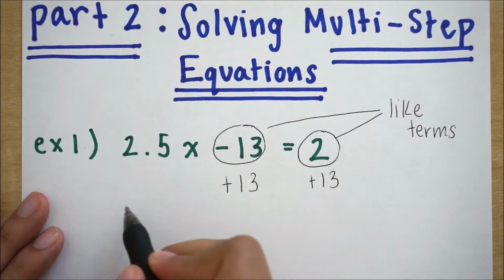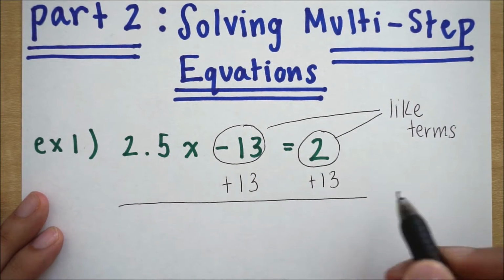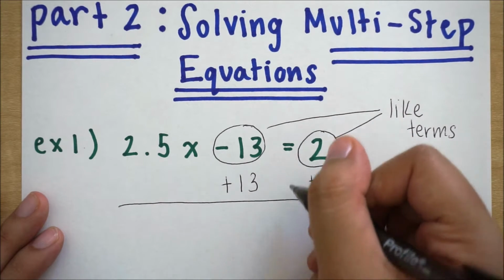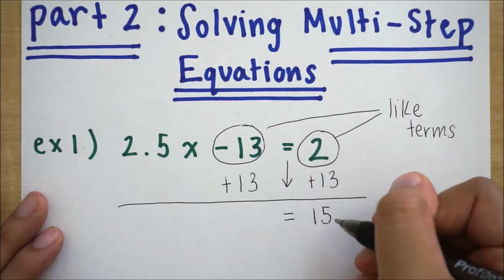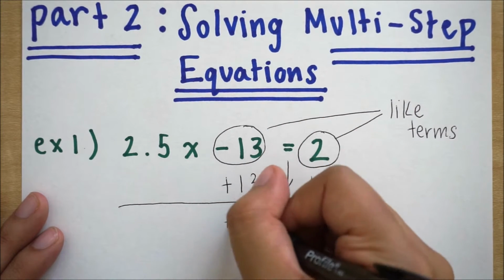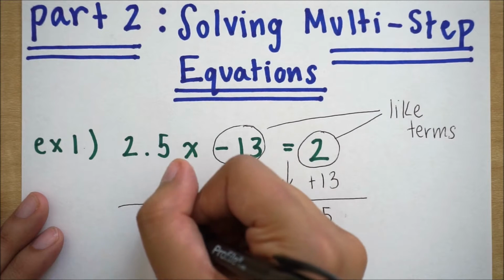So let's add 13 to both sides of the equal sign so we can isolate x. That's our main goal when we're solving these type of equations. We're solving for the unknown, which is x in our case. So I add 13 to both sides.